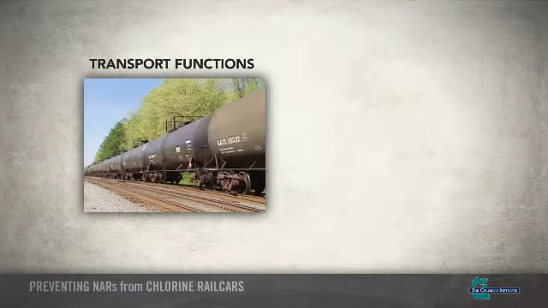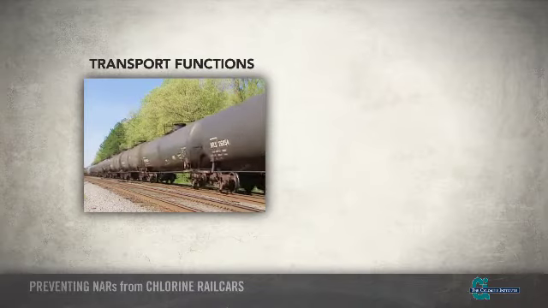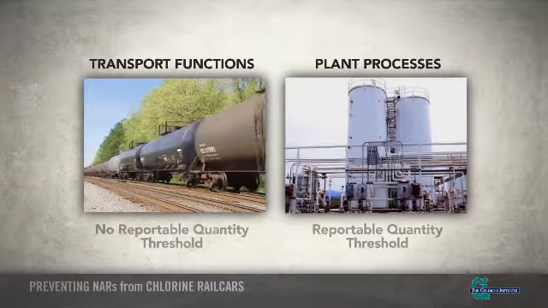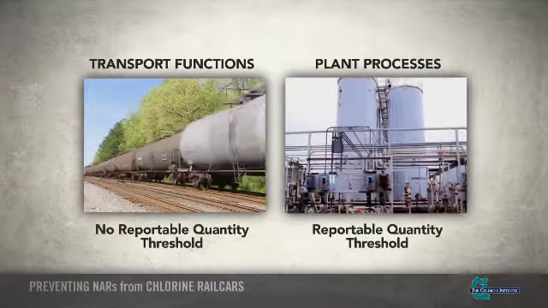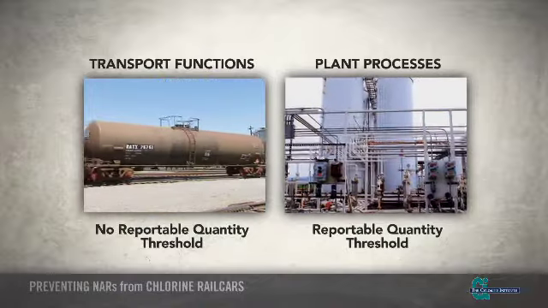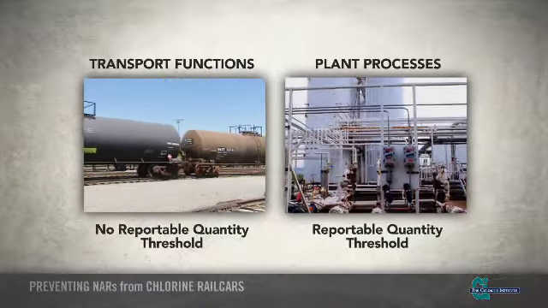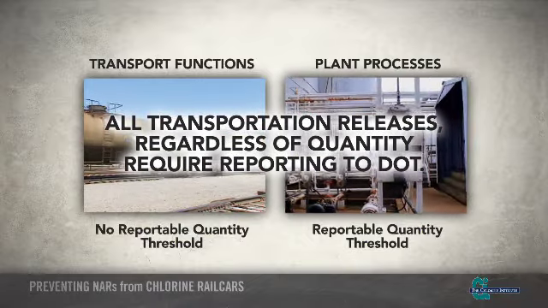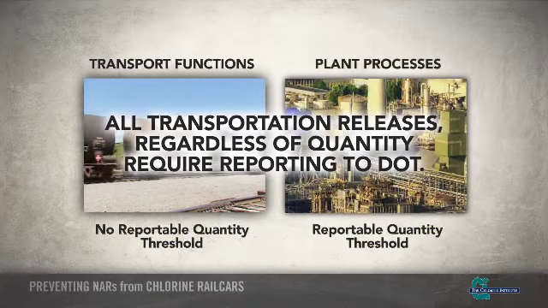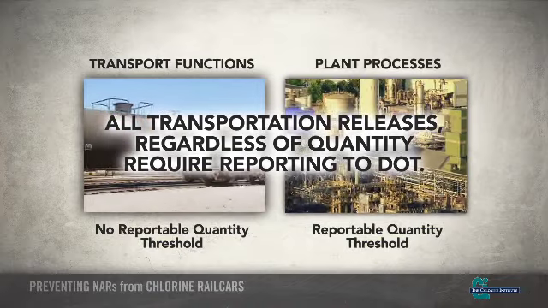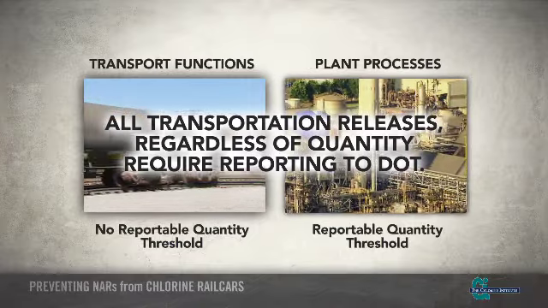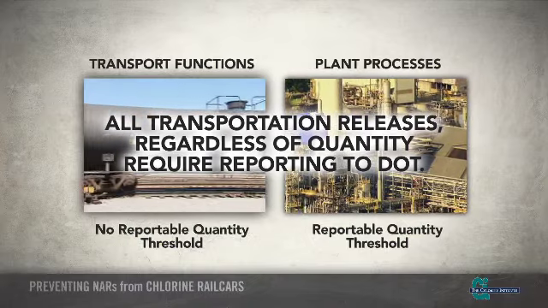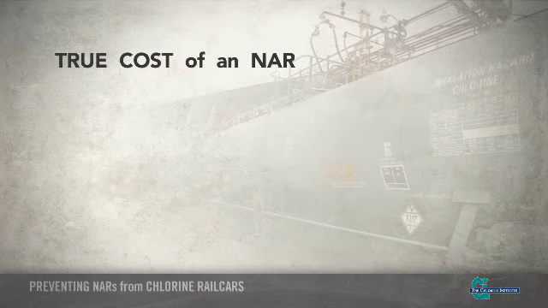Releases that occur during transportation functions are reported differently than releases within plant processes. The primary difference is that for transportation-related releases, there is no reportable quantity threshold, as established by the U.S. Environmental Protection Agency, which needs to be reached to trigger reporting. All transportation releases, no matter the quantity, require reporting to DOT. Basically, if you can see it, smell it, or hear it during a transportation function, it is an NAR and requires reporting to DOT.